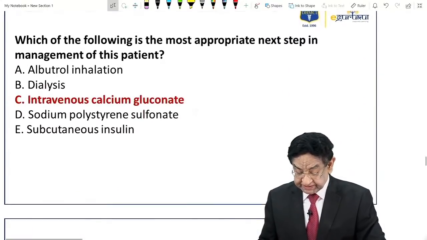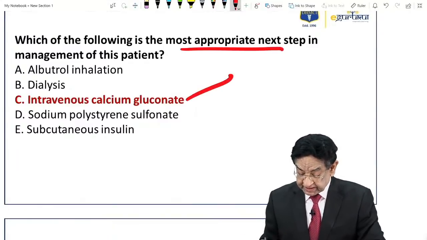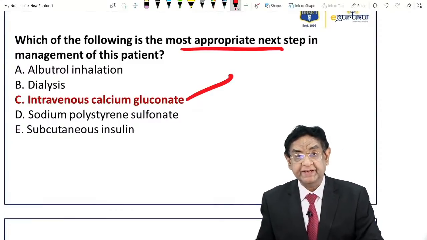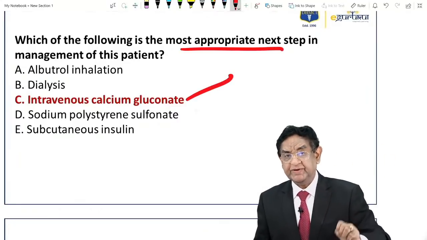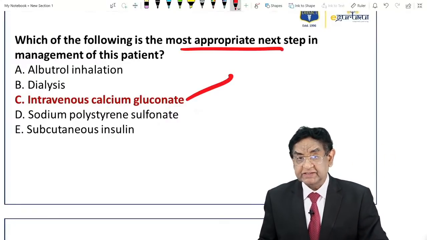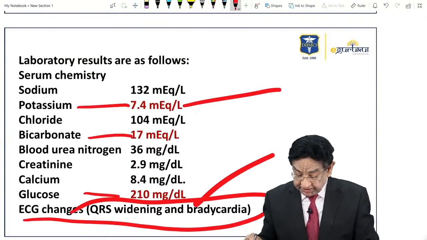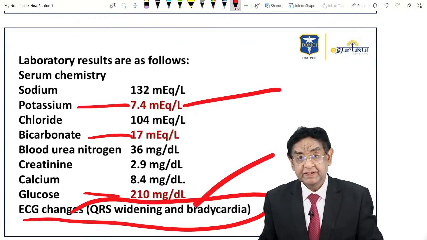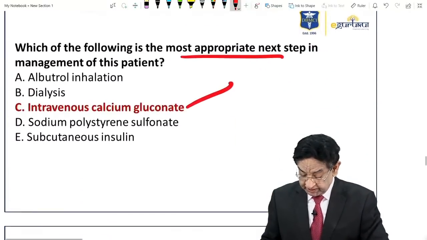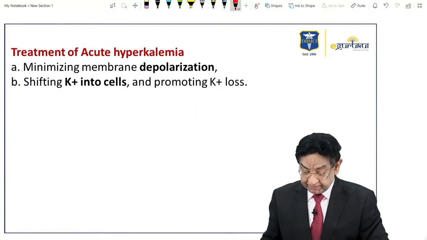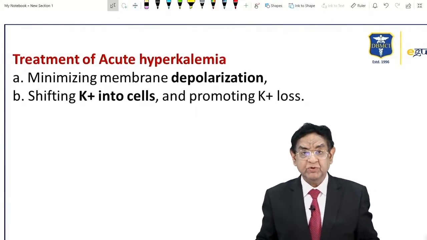Now how to manage this case? Well, the first thing is injection calcium gluconate. Now we will correlate this treatment with the previous question where we reviewed the drugs. There the patient had no symptoms, but here the patient has ECG changes. So we can't take it lightly, and the potassium level is very high, severe hyperkalemia. So first of all, in acute hyperkalemia, we give injection calcium gluconate.